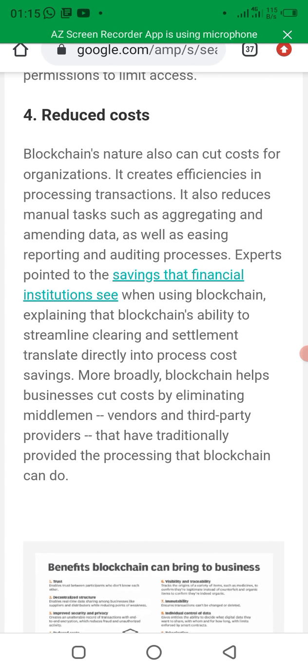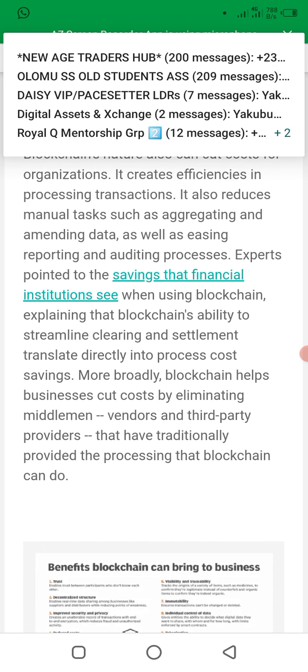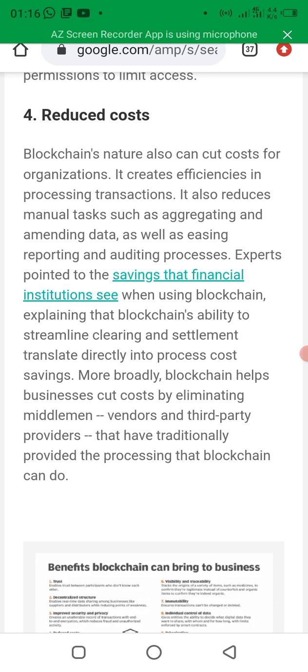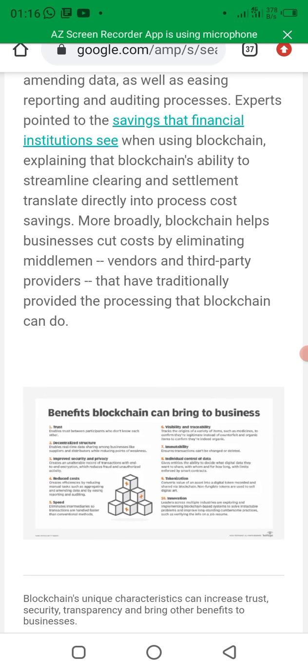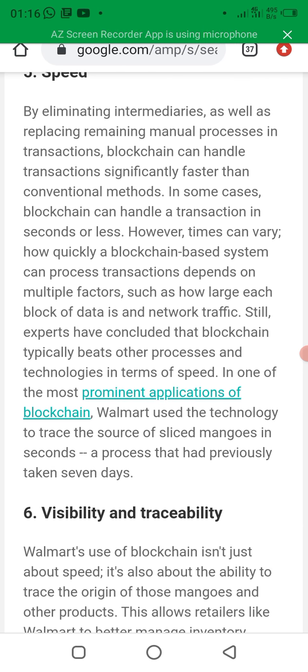Let's look at the other one, reduce cost. Yes, with blockchain technology, the money you pay to third parties is no longer there. For instance, if all our banks moved into blockchain, the charges would drop drastically. That's the truth, because a lot of verifications that cost them money, that make them charge you, will not be there anymore. So it will remove the third party as much as possible, and that will reduce the cost of operation for all businesses.